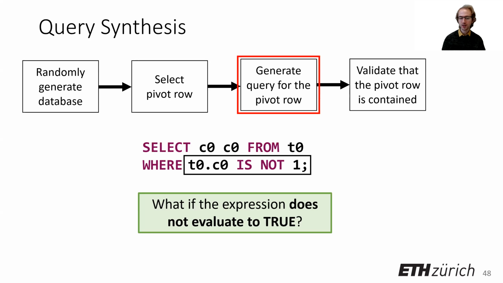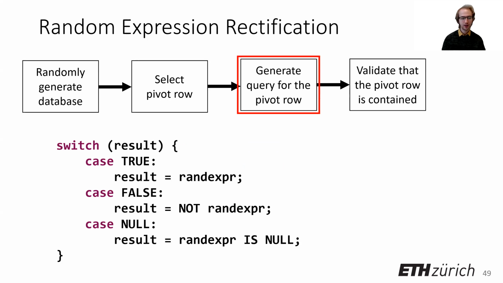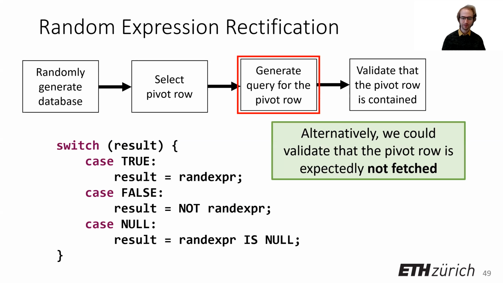But what if the expression does not evaluate to true? In this case, we have a fix-up step. So if the predicate evaluates to false, we negate the expression's result. And if it evaluates to null, we append this additional IS NULL operator. Alternatively, we could also have just checked that the pivot row is expectedly not part of the result set when the predicate evaluates to false or null.